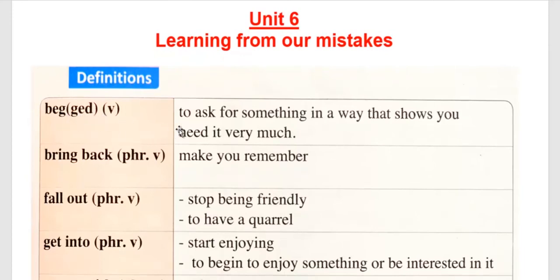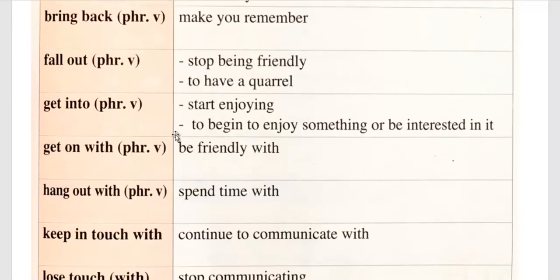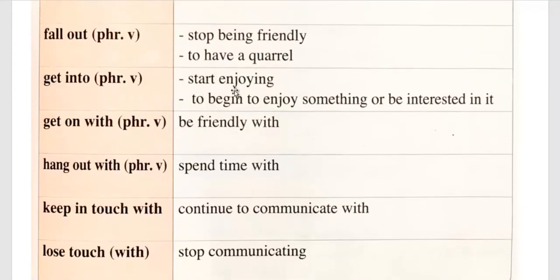Definitions. Beg: to ask for something in a way that shows you need it very much. Bring back, please pay attention in this unit to the phrasal verbs. Bring back: make you remember. Fall out, a phrasal verb, I mean a verb and a preposition: stop being friendly or have a quarrel. Get into: start enjoying something, or be interested in it.